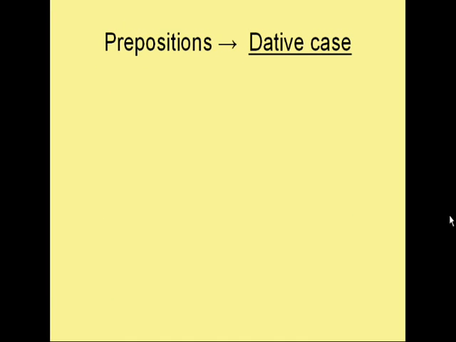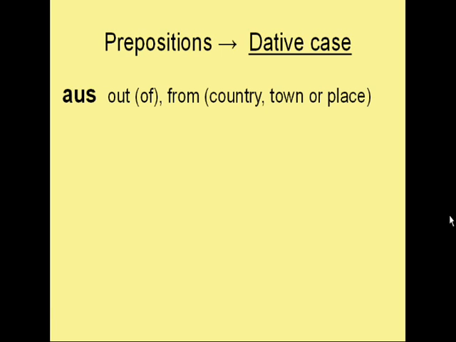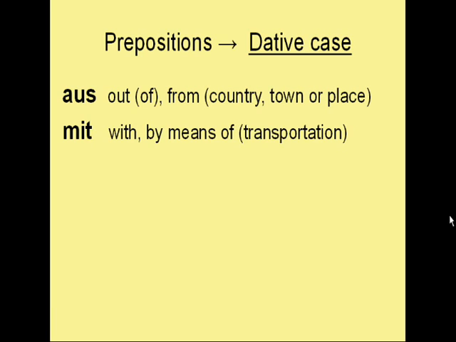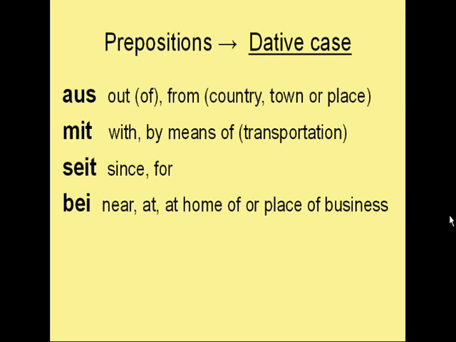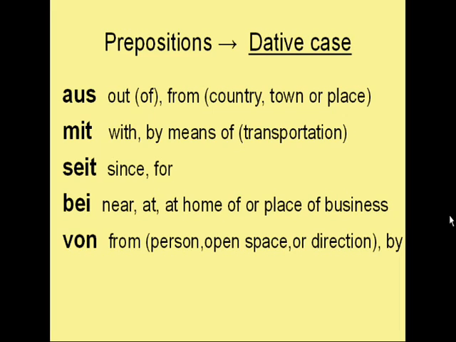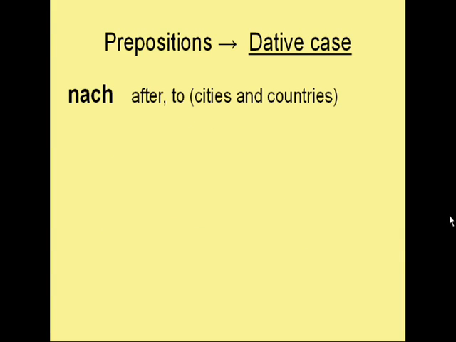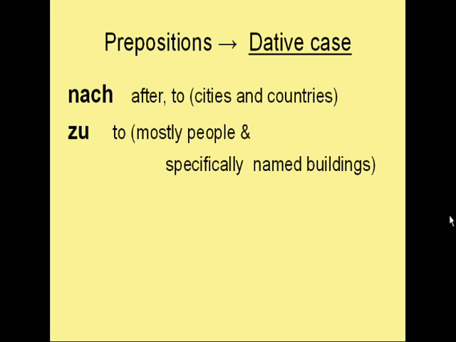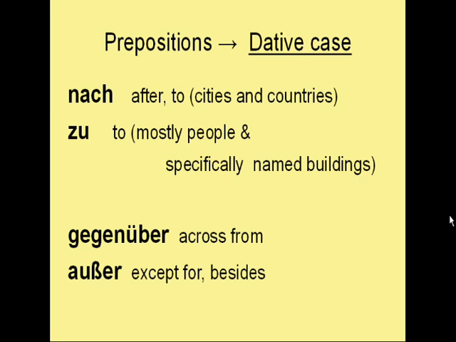These prepositions are followed by the dative case: aus, which means out of, or from, when you're talking about a country or a town or a place; mit, with, or by means of, in terms of transportation; seit, since, for; bei, by, near, at the home of or place of business; von, from, when you're talking about a person, open space or direction, or by; nach, after or to, when you are talking about cities or countries; zu, to, which you use mostly when you are talking about people or specifically named buildings; gegenüber, across from; außer, except for, besides.